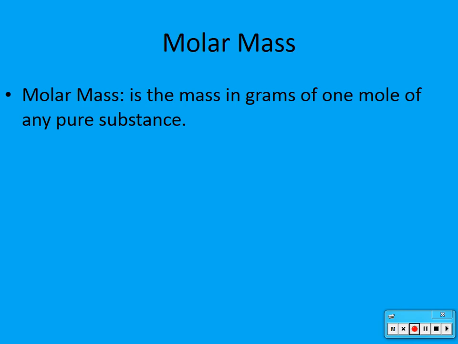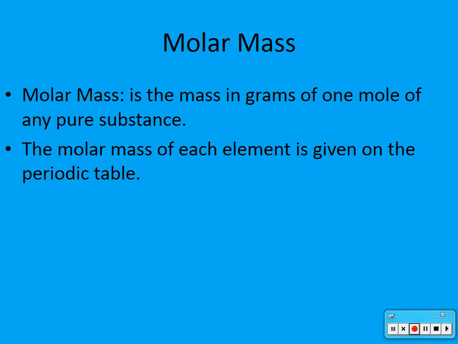Molar mass is the mass in grams of 1 mole of any pure substance. The molar mass of each element is given on the periodic table. So if we want to know an element's molar mass, we just look at the periodic table. Its atomic mass is its molar mass.